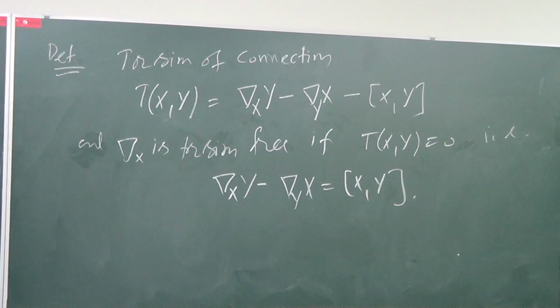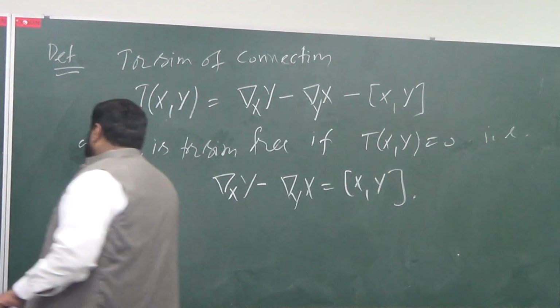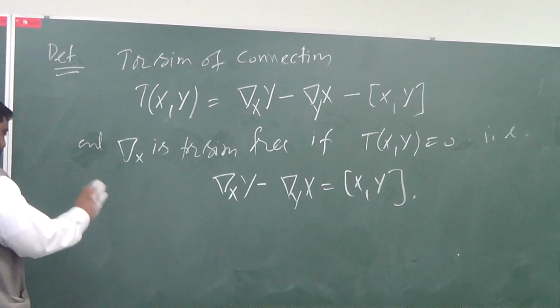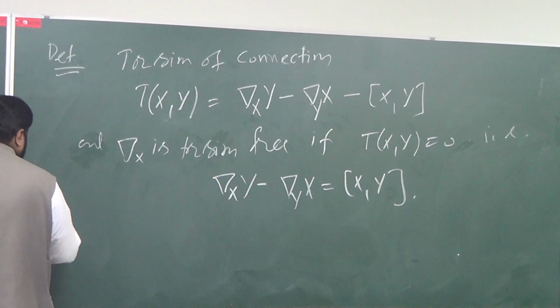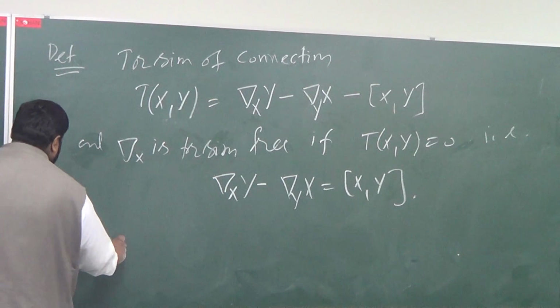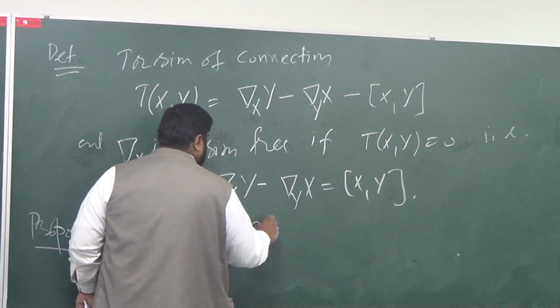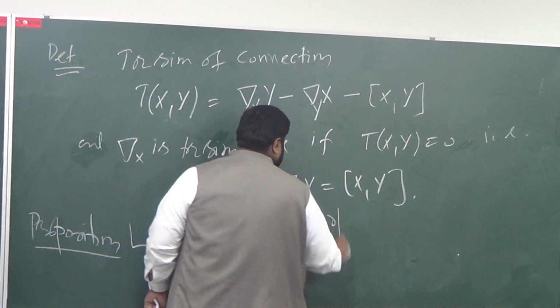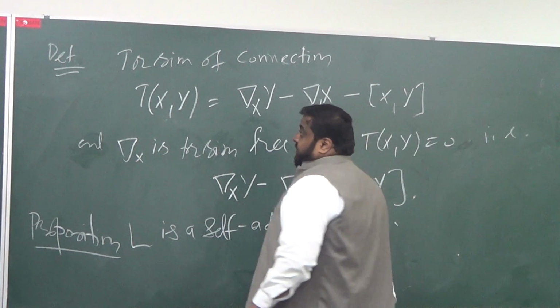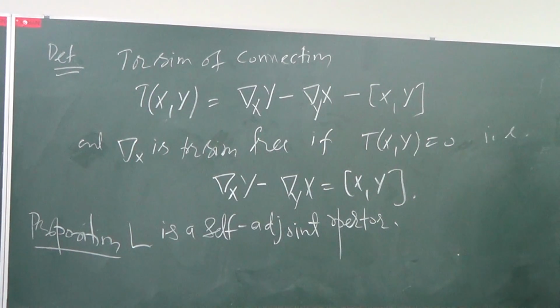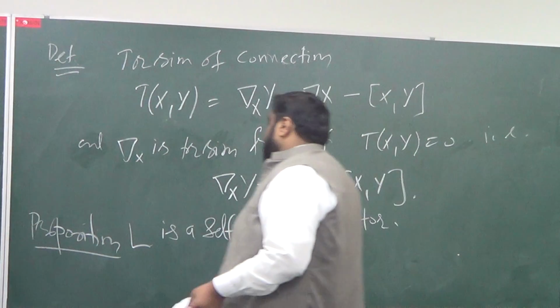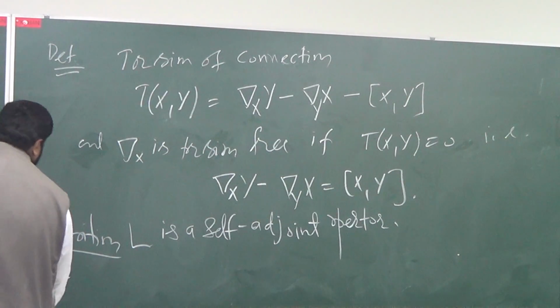With this notion, I'm going to prove a result which is going to tell you a new piece of information about L. And they say that L is a self-adjoint operator. So in other words, this shape operator is a self-adjoint operator. How can I show L is a self-adjoint operator? There will be consequences of L being a self-adjoint operator.